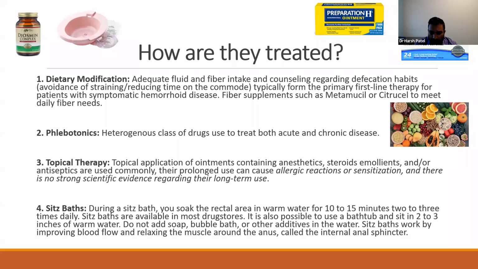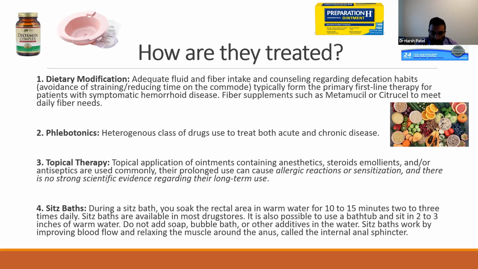So how are they treated? I mean, the most common question that I get asked in clinic is, how do we fix this? Easier said than done, I will say that. Hemorrhoids, as I said, are part of normal anatomy, and when they get exacerbated, they can flare. They come and go. So dietary modification is really the core of a lot of these treatment options.